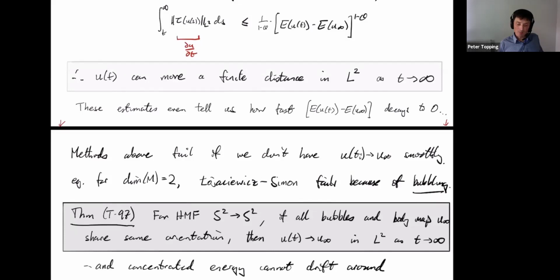So let's say we don't have smooth convergence u(t_i) to u infinity. So the theory above, this Lojasiewicz-Simon theory, really relies on the fact that you have reasonably strong convergence to begin with at a sequence of times t_i. So let's just go tangentially for a second to think what happens if we don't have the smooth convergence. So the sort of most famous situation where that occurs is when you're in dimension 2, and then there's a nice theory of harmonic map flow that was started by Michael Struwe, where you get maybe bubbling occurring.